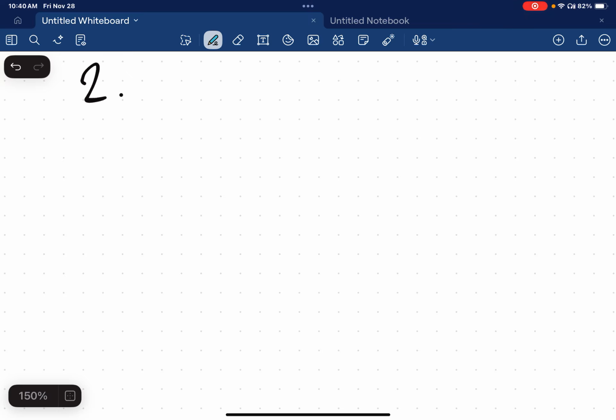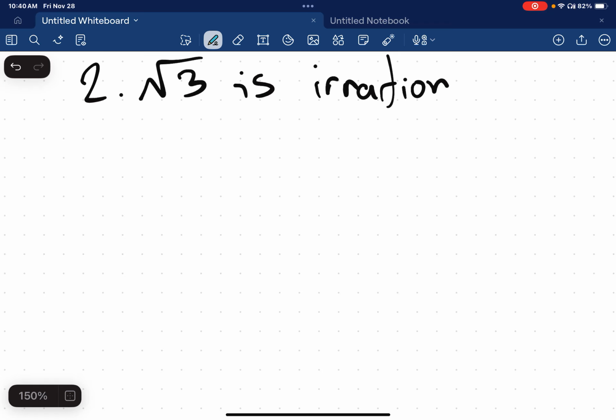Number 2. Prove that the square root of 3 is irrational. All right, these are irrationality proofs, so it's a bit tricky, but we should be fine.